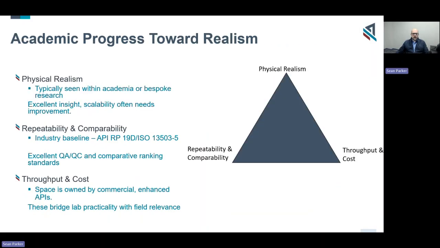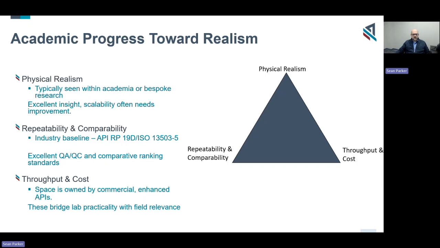So this triangle here on the right, I actually kind of like this. You have physical realism, which I would term as what we're seeing in the field. This is where academia comes in, colleges, as well as any type of bespoke testing. These are historically some of the rarefied modified cell tests that are occurring, and you get excellent insights and scalability. It does need improvement, but this is trying to get down to the nitty gritty, if you will.